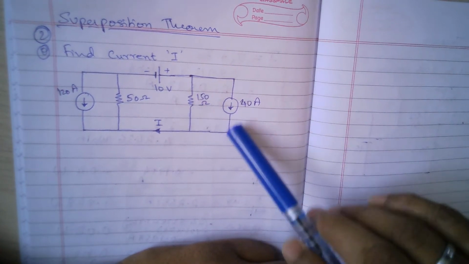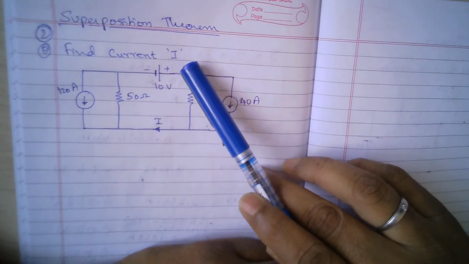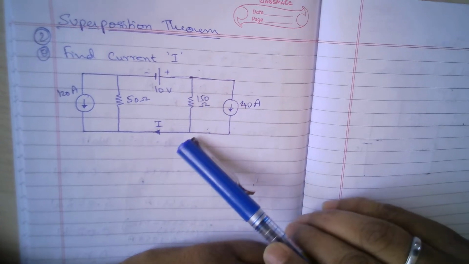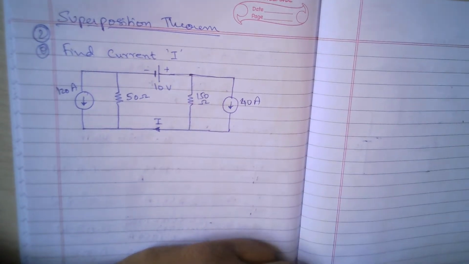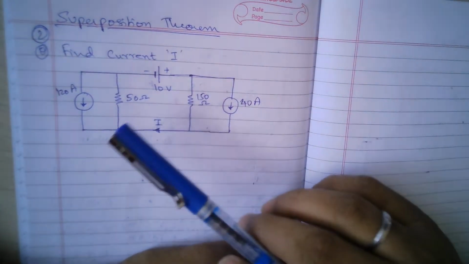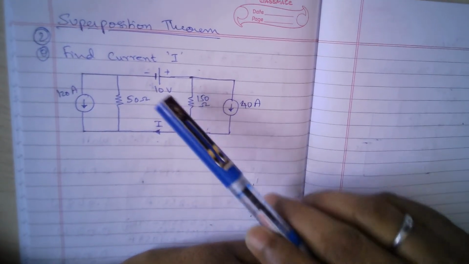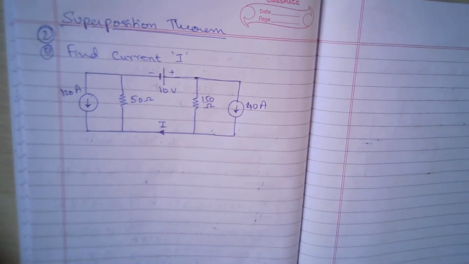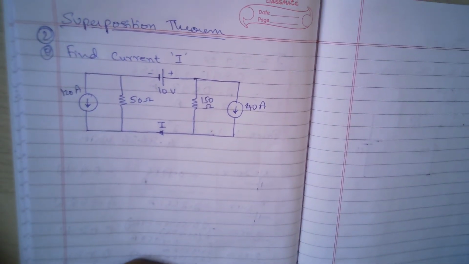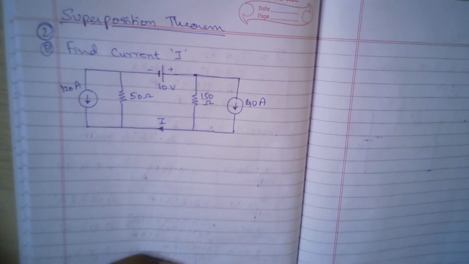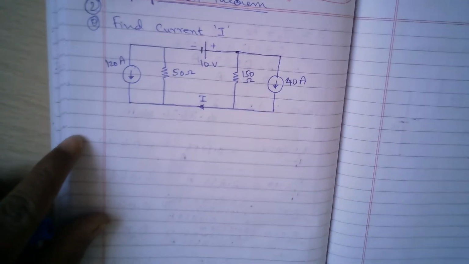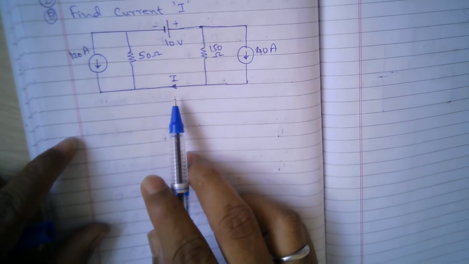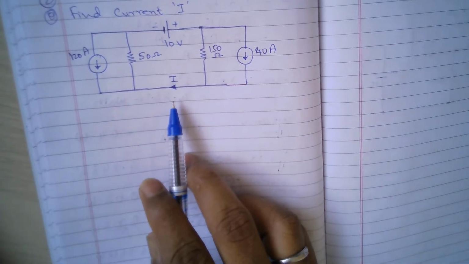Okay, so in this circuit, the question is to find the current I, and the current I is marked here with an arrow going from right to left. There are three sources, two current sources and one voltage source. So let us use the superposition theorem. What does the superposition theorem say? We have to consider one source at a time and calculate the current we require, and then in the end we add all three.